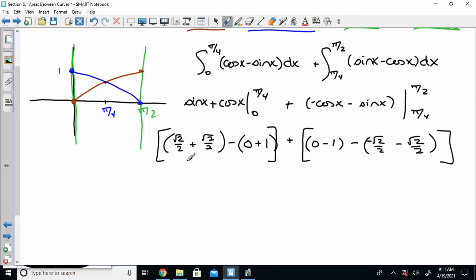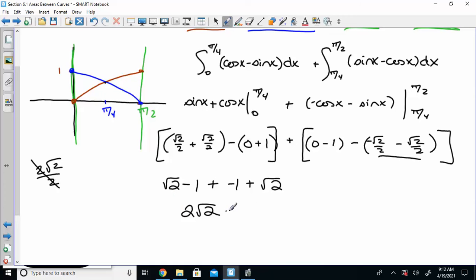What's radical 2 over 2 plus radical 2 over 2? It's like 1 radical 2 over 2 plus 1 radical 2 over 2 is 2 radical 2 over 2, which is just radical 2. Minus 0 plus 1 is 1, plus 0 minus 1 is negative 1. This would be negative radical 2, so minus the negative makes plus radical 2. So add like terms and we get 2 radical 2 minus 2.